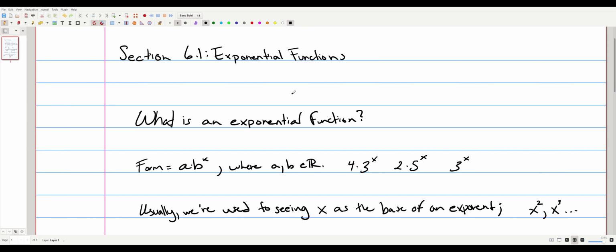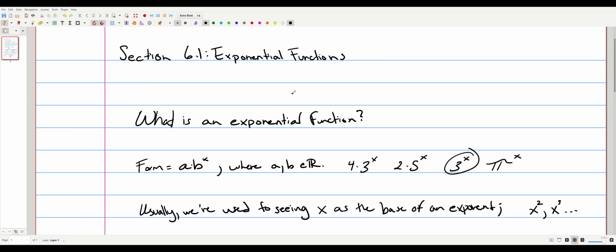Now, that's not saying you can't have a weird number as the base of an exponent. For instance, like pi, you could have pi to the x power. This is also an exponential function. But typically, you're going to see stuff more like this.